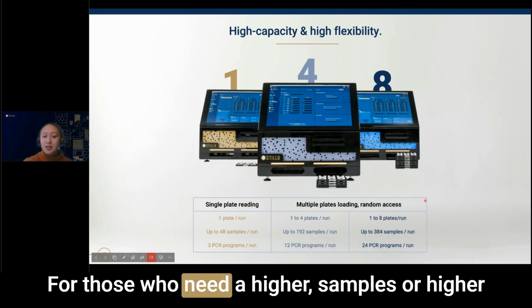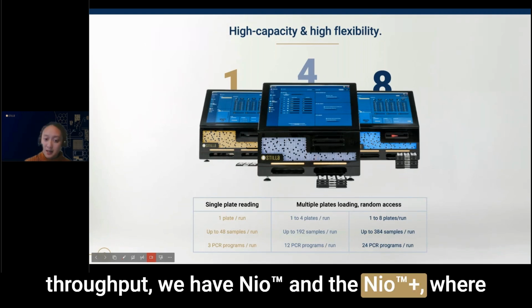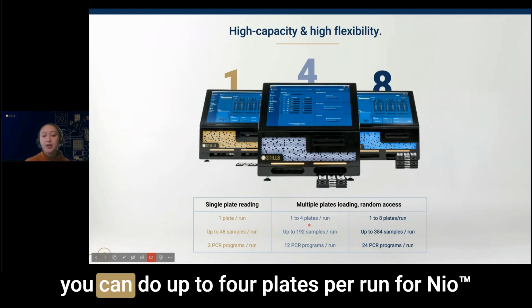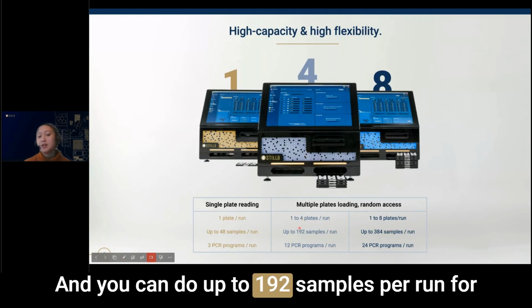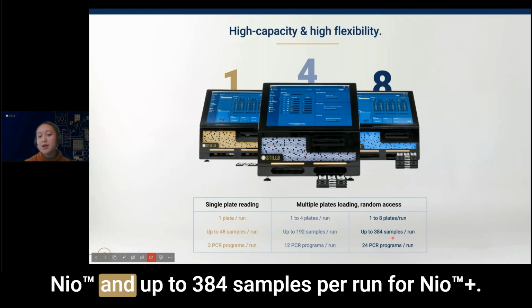For those who need more samples or higher throughput, we have the Nio and the Nio Plus, where you can do up to 4 plates per run for the Nio and up to 8 plates per run for the Nio Plus. And you can do up to 192 samples per run for the Nio and up to 384 samples per run for the Nio Plus.